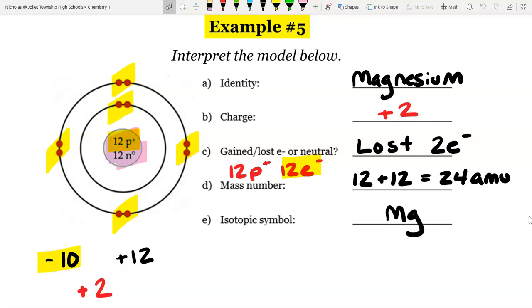And again, like the previous example, we have 3 different numbers we need to fill in on our symbol here. The top number is the mass number, so that's going to be 24. The green is going to be the number of protons, which is 12. And then finally, the charge goes in that pink box. The charge we figured out was plus 2, or 2 plus. And that is how you write out the isotopic symbol.